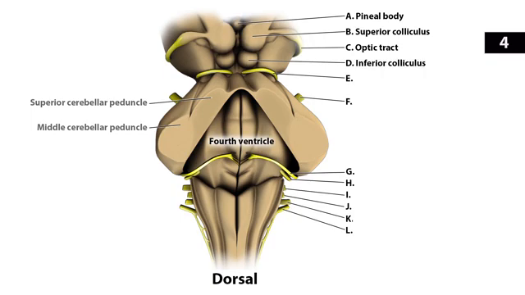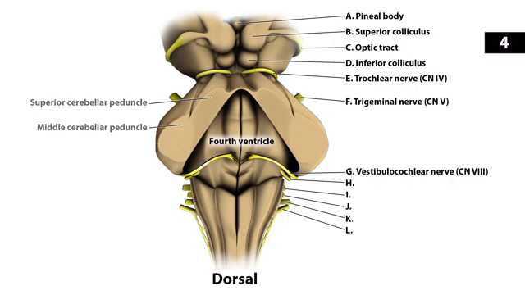D is the inferior colliculus, which receives a lot of auditory information, and then it relays that information to the primary auditory cortex. E is the trochlear nerve, or cranial nerve 4. That's another one that emerges dorsally. Then F is the trigeminal nerve, or cranial nerve 5, just kind of peeking out from the other side of the pons. G is the vestibular cochlear nerve, or cranial nerve 8, which is another ventral one. And so is H, the facial nerve, cranial nerve 7.